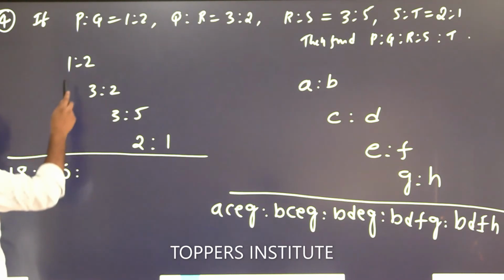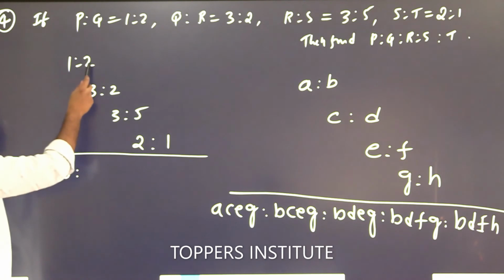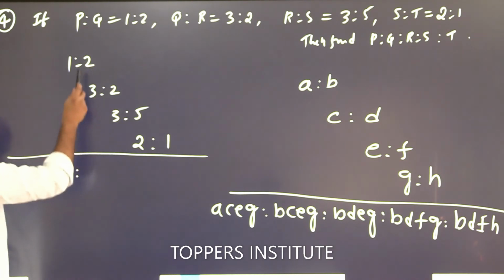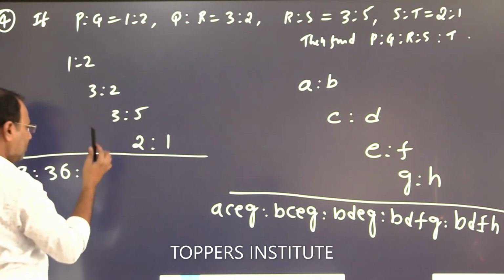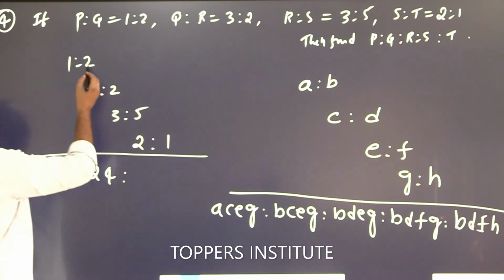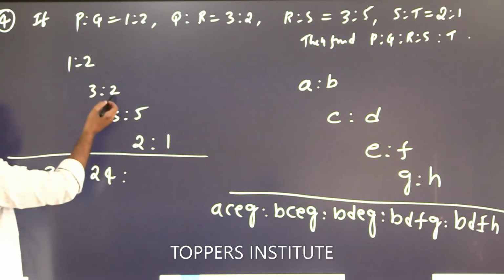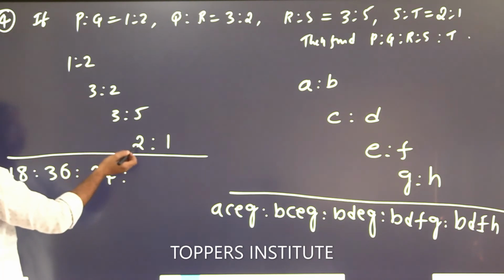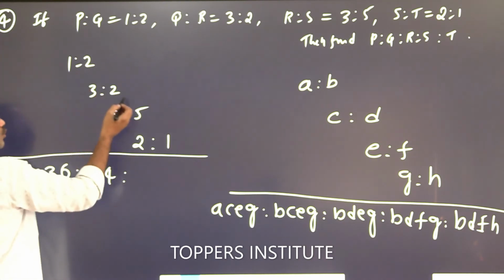Once again, the second term 2, 3, 3, 2. And the third term: 2, 2, 3, 2. 2 into 2 is 4, 4 3s are 12, 12 2s are 24. The third term is 24. Now the fourth term: 2, 2, 5, 2.